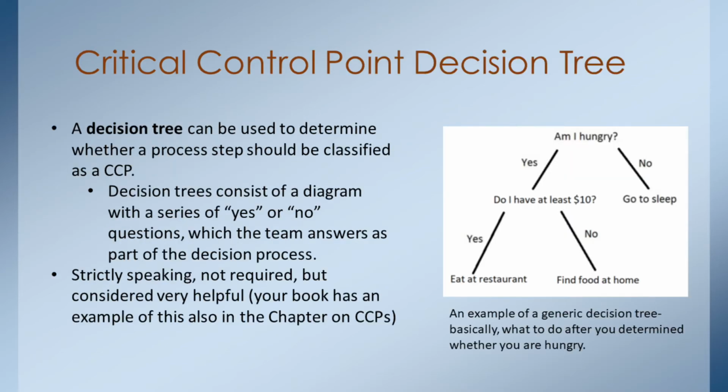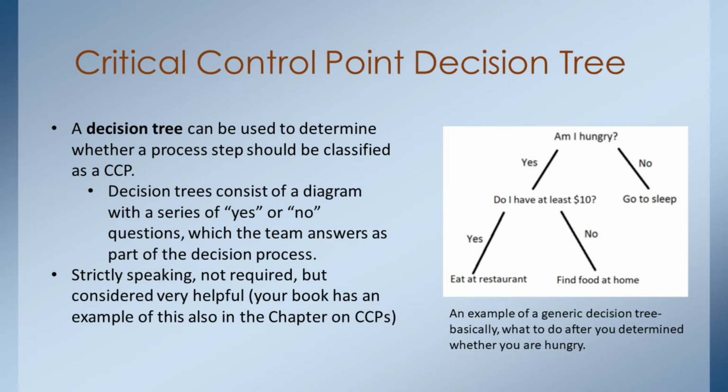So there are different ways of determining whether or not a control point should qualify as a CCP, but the most often taught method is the decision tree. It's basically a chart that you draw out. You ask yourself a bunch of questions, yes or no, and as you answer each question at each point of your process, you just navigate through that tree that you made to walk through the process at each step to see whether or not something objectively qualifies as a critical control point or not.